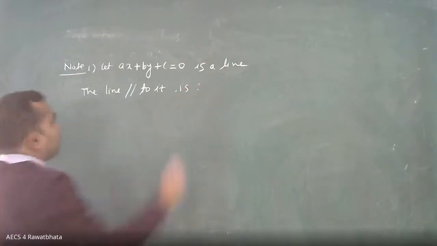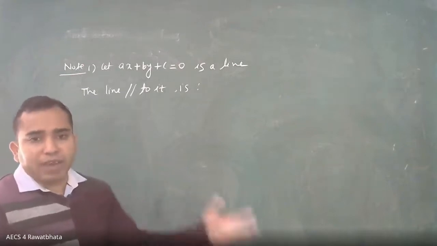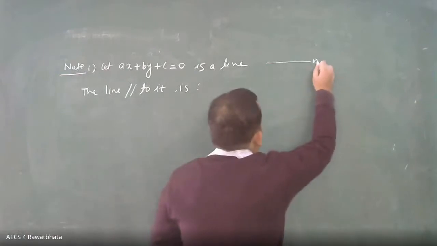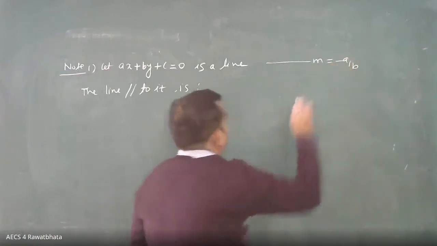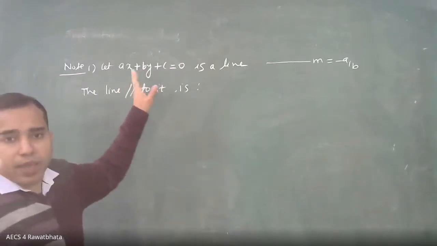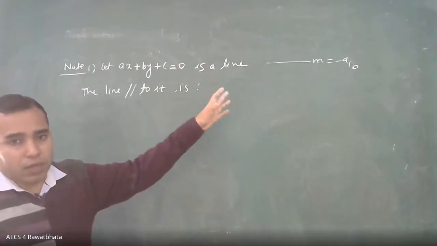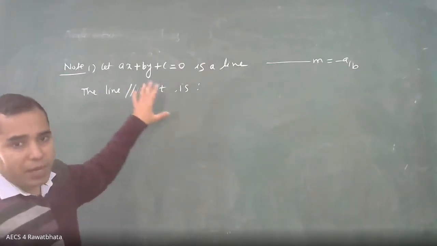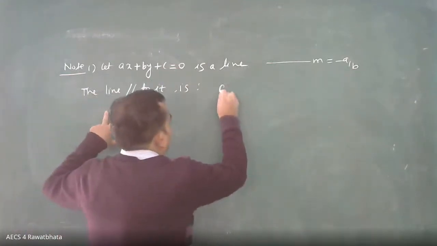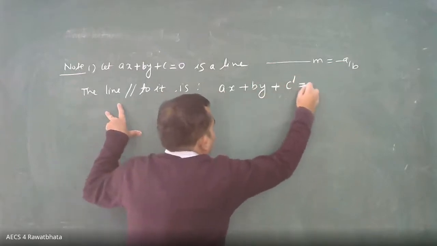Can you tell me what should be the structure of a line parallel to it? See, parallel means they will have the same slopes, and its slope will be minus a upon b. So in the next line, which is parallel to it, you keep a and b the same, or in the same ratio also will work. To keep the thing simple, let us keep them the same. A and b you keep the same, the constant you change. So the line parallel to it will be ax plus by plus c dash equal to 0.